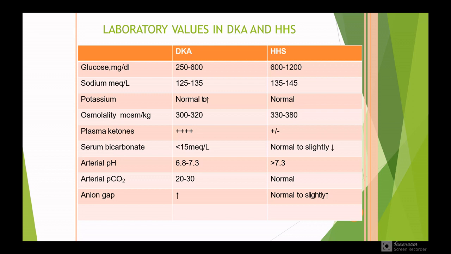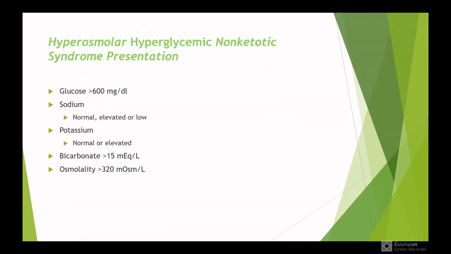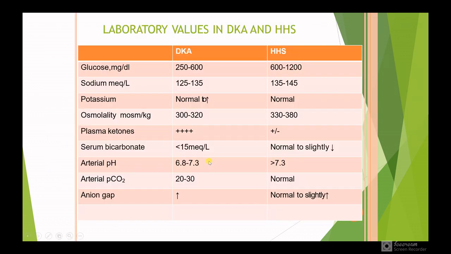Now we need to differentiate DKA from HHS. DKA is diabetic ketoacidosis, while HHS, which we will discuss later, is the hyperosmolar hyperglycemic non-ketotic state or syndrome. Both present similarly, but the main difference is glucose: in DKA it will be 250 to 600, but in HHS it will be more than 600 up to 1200 mg per dL. Sodium is 125 to 135 in DKA, but in HHS it is more. Potassium is normal to increased in DKA, but normal in HHS. Osmolarity is 300 to 320 in DKA, but more in HHS.